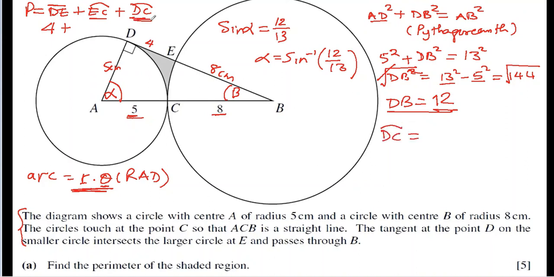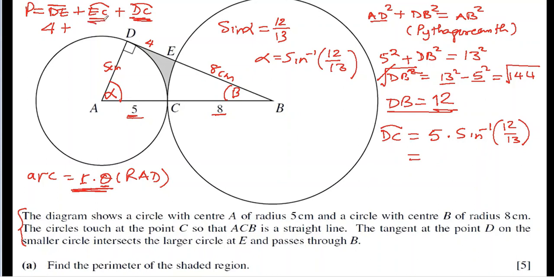Right? And now if I use this formula, I can easily find arc DC, which is equal to r theta. Radius is 5. Theta we just found out, sine inverse 12 over 13. This is the angle, and there's no need to evaluate this. We'll do it together later. Let's keep it here only.